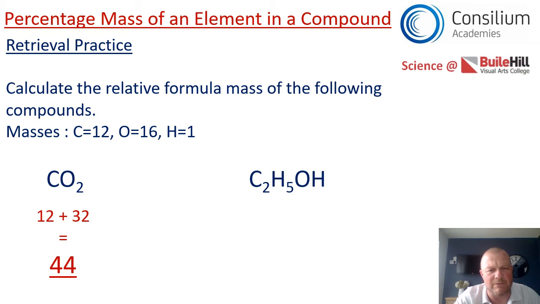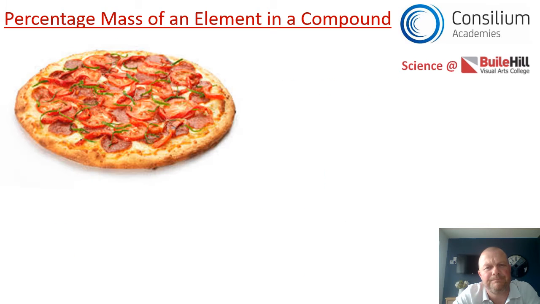Okay, so the relative formula mass of CO2: C is equal to 12, O is equal to 16, well there are two of them, so that's 32, so the answer is 44. And C2H5OH, if we add everything together, we get the answer of 46. Well done if you can do that. If you're still a little unsure on that, you may want to look at that first lesson again before you try to complete this lesson.